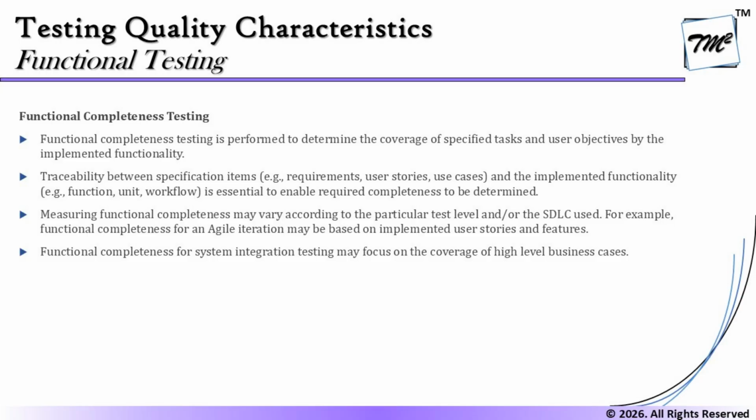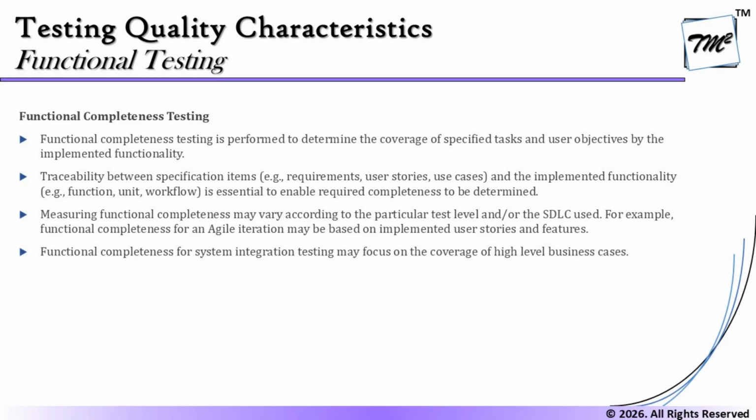However, on the other side, if we just talk about functional correctness, it can begin right at the component level. However, functional completeness can only begin from the system testing level. So right here, to add further, traceability between the specifications and the implemented functionality is essential to enable required completeness to be determined, and measuring functional completeness may vary according to the particular test level.